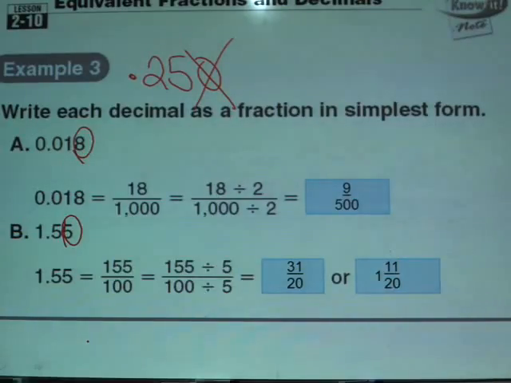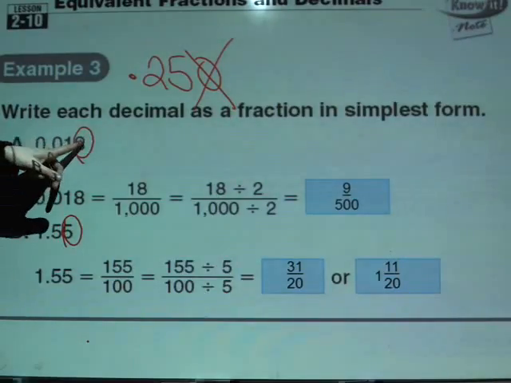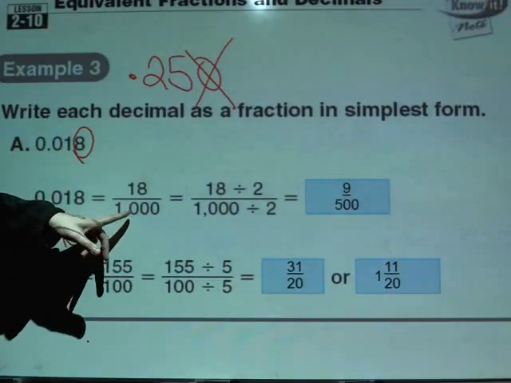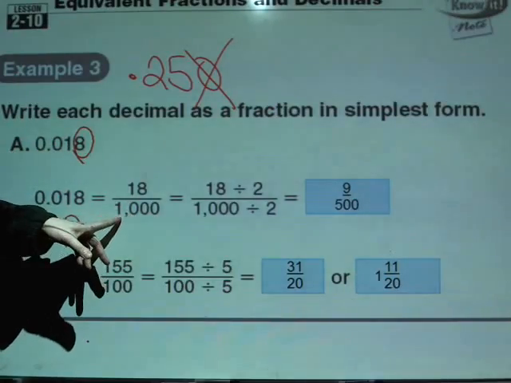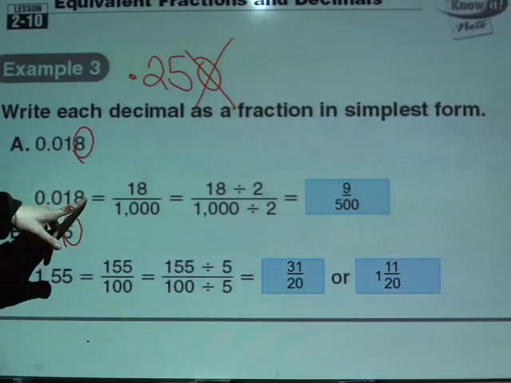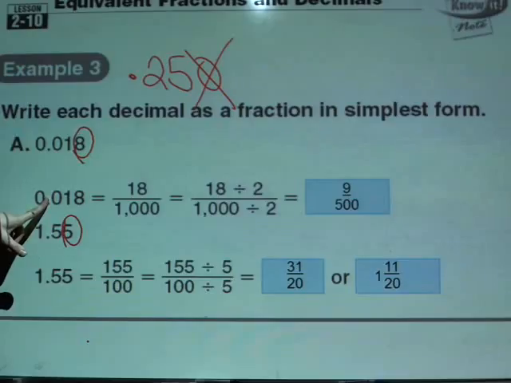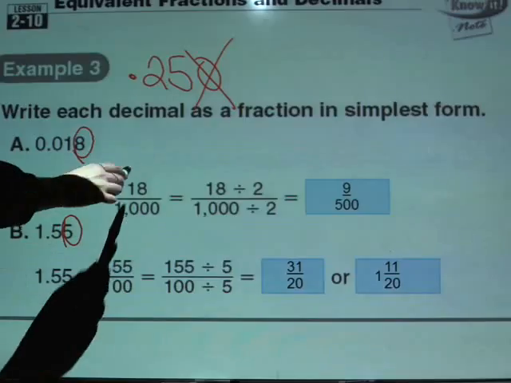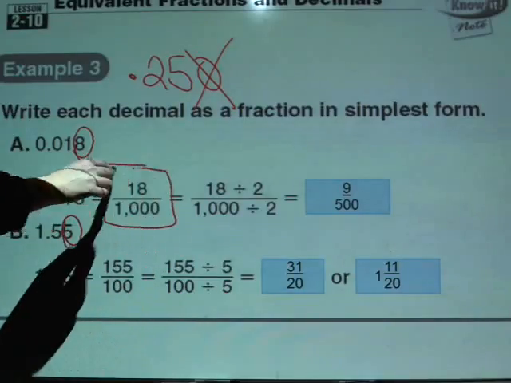So 0.018, 8 is in the thousandths place. So when I'm asked to write this as a fraction, the denominator here is 1,000 because it's in the thousandths place. The numerator is simply this number here, but get rid of the decimal. If I get rid of the decimal, that's 0018 or 18. So that's 18 over 1,000. That is the fractional answer.